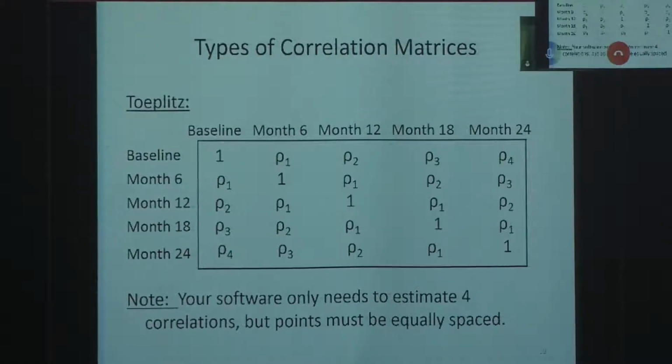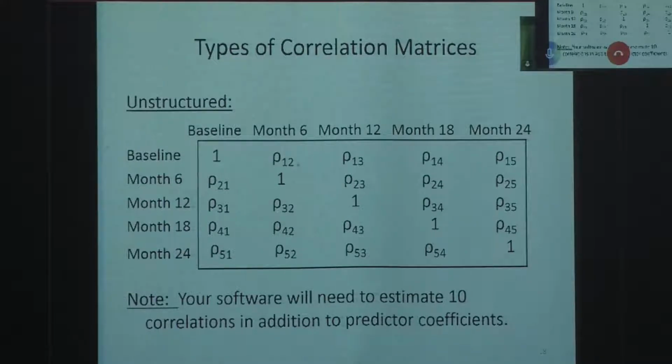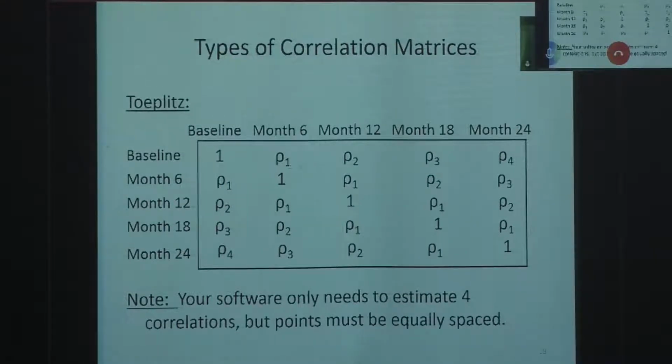The cost of that is assuming that these 2 correlations are the same. Previously, I let them be different. Why would I assume that these 2 correlations are the same? Baseline to 6 months is the same as the correlation from 6 months to 12 months.